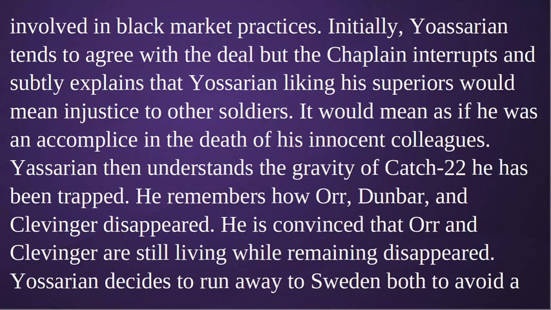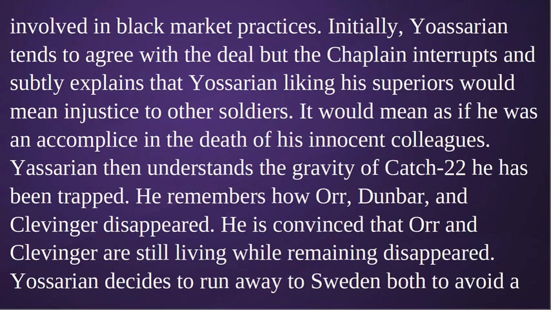Initially, Yossarian tends to agree with the deal, but the chaplain interrupts and subtly explains that Yossarian liking his superiors would mean injustice to other soldiers. It would mean as if he was an accomplice in the death of his innocent colleagues. Yossarian then understands the gravity of Catch-22.